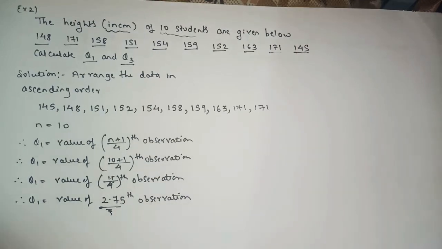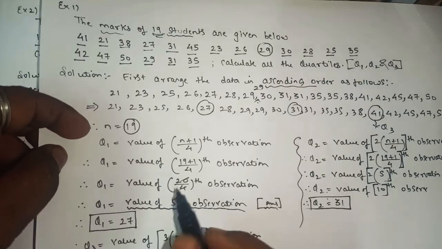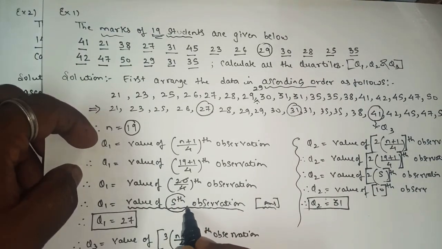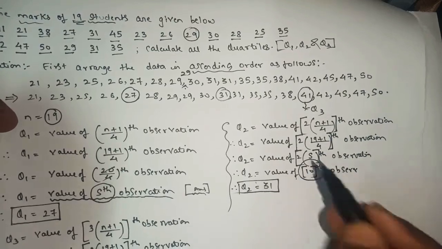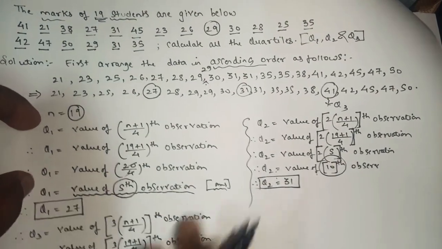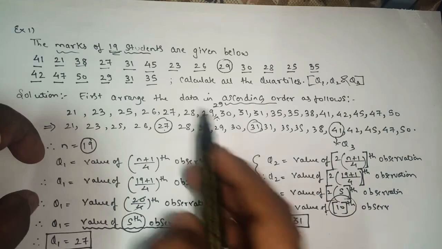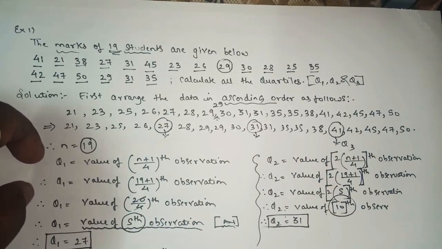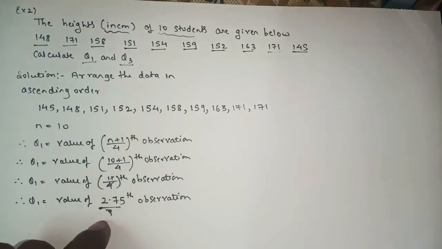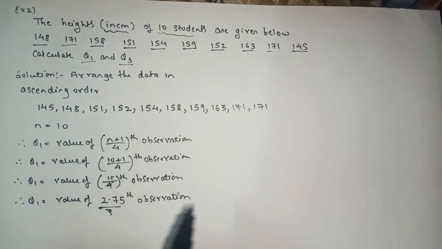Okay, so now here we got the value of the observation in decimal. In the previous question, we got perfect values, that is the fifth observation, 10th observation, and 15th observation. So directly we could see the 5th, 10th, and the 15th observation. But here we got the answer in decimal.